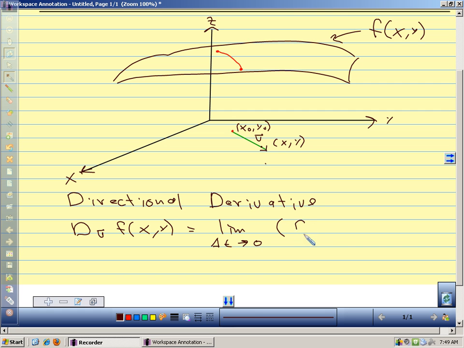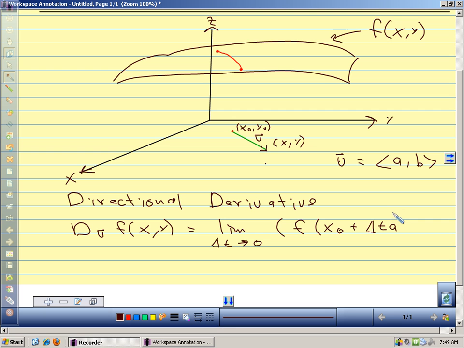of f of x0 plus delta t times a, and we're saying our vector here, our unit vector, u is a vector, this is our vector is given to us by AB, and we're going to assume that our vector is a unit vector.